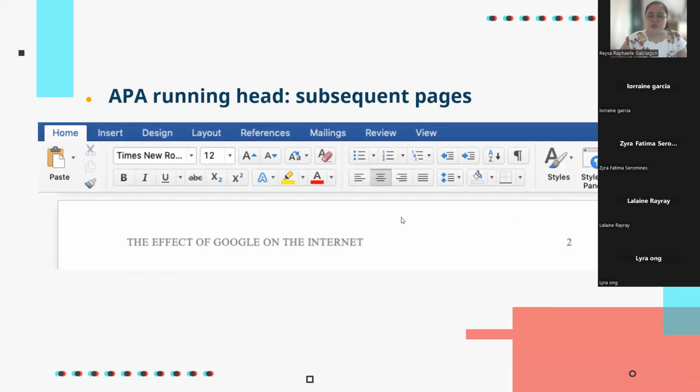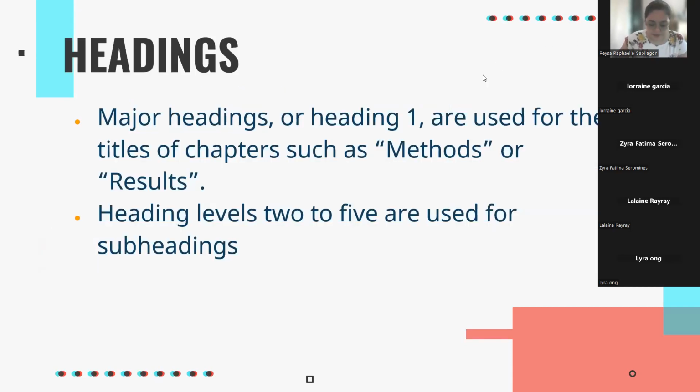All papers should include the running head except for the preliminaries. What are the preliminaries? Yung before sa introduction, mga table of contents, abstract, acknowledgement, approval sheet, and even your title page. Okay? Questions or clarifications before we continue?